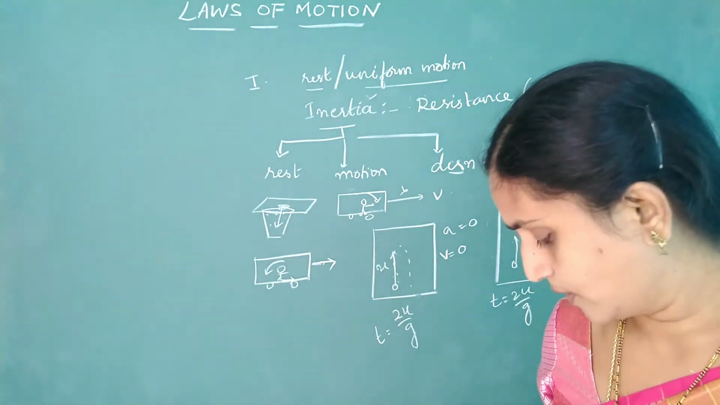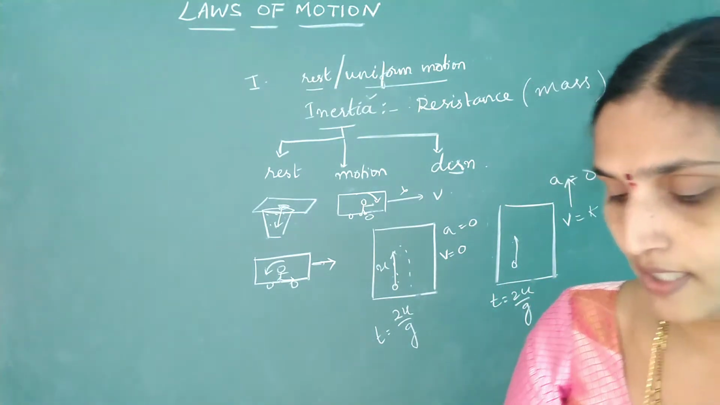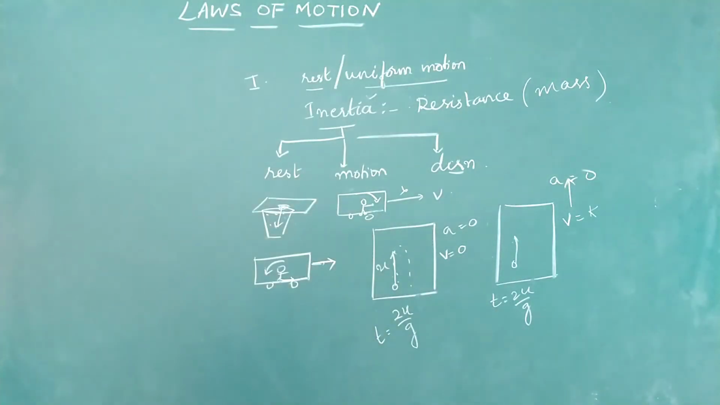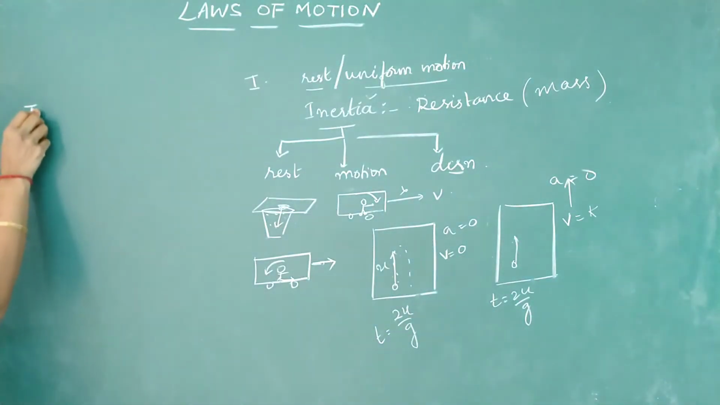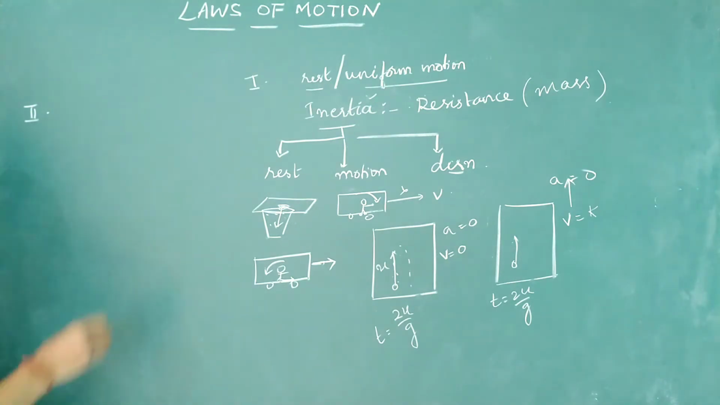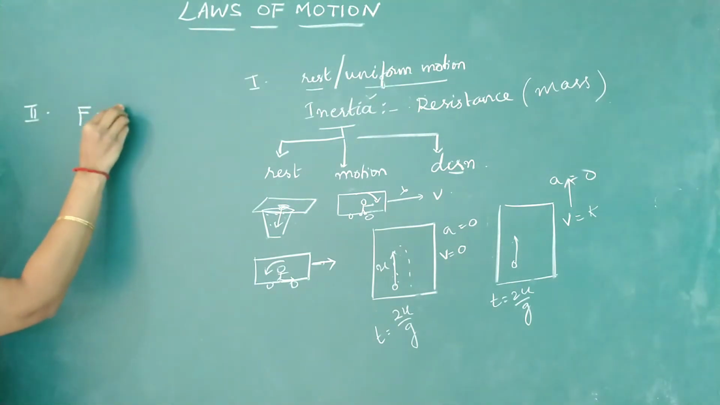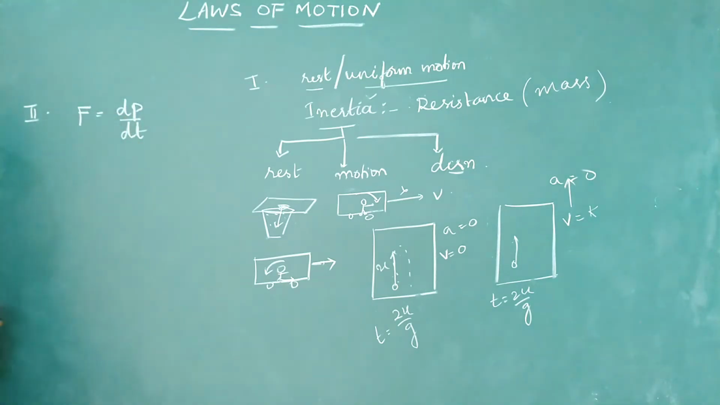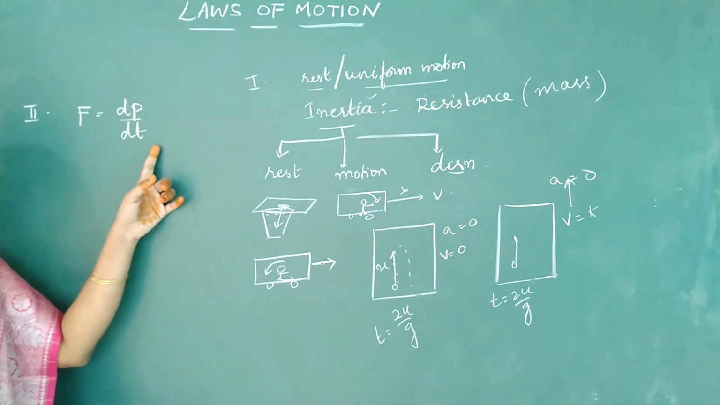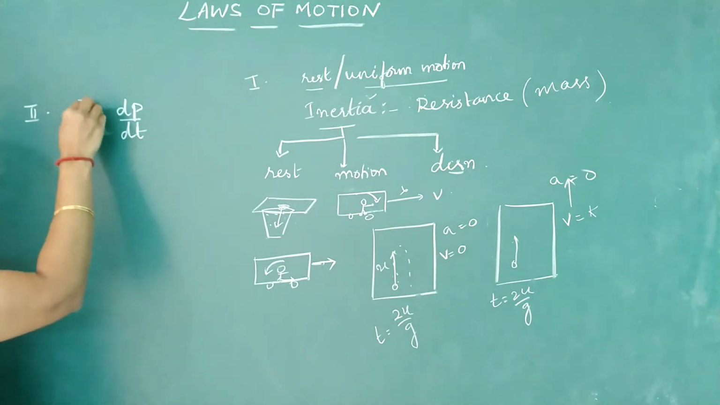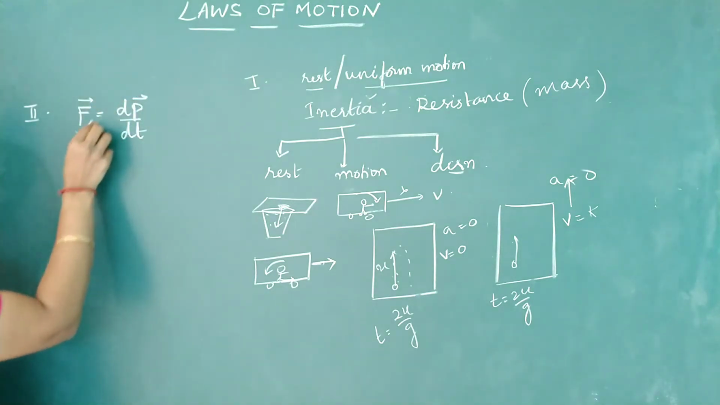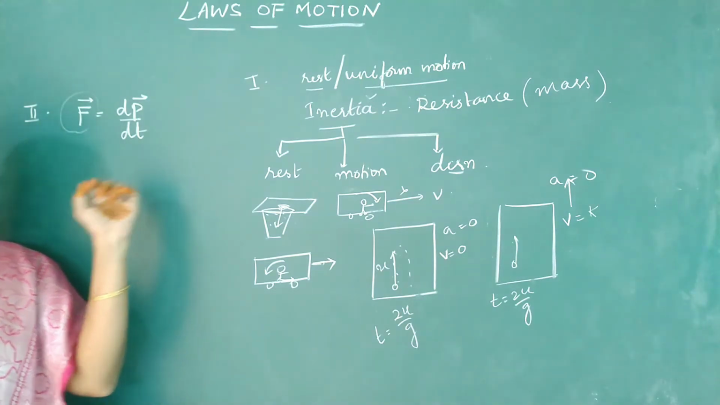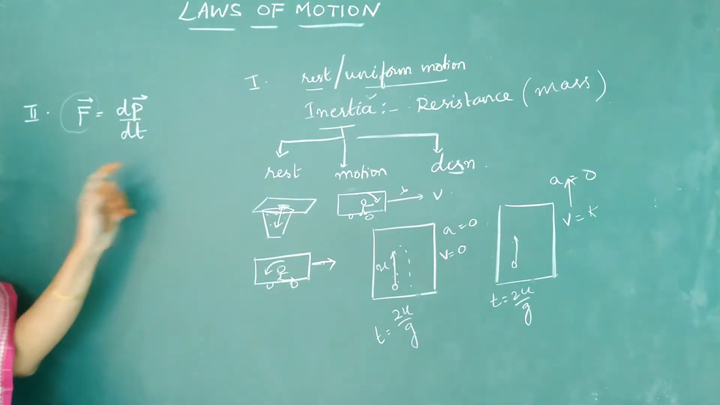Now come to the second law. What does the second law of Newton tell you? We know it tells you that whenever you apply an external force on a body, force is equal to the rate of change of momentum. F is equal to dP divided by dt. So what is the significance of this law? It has introduced a mathematical term to calculate the force. So force is dP divided by dt.